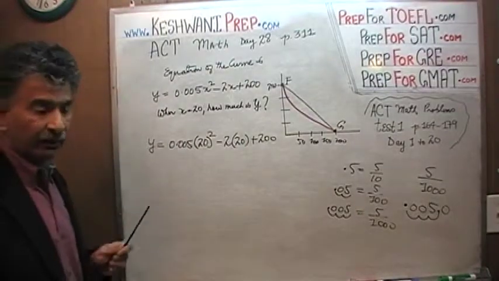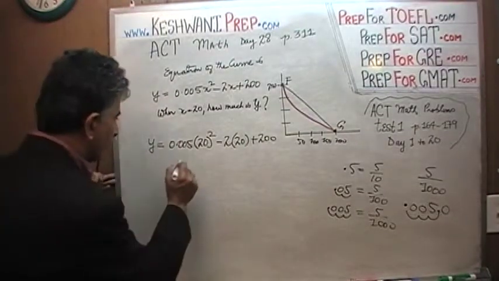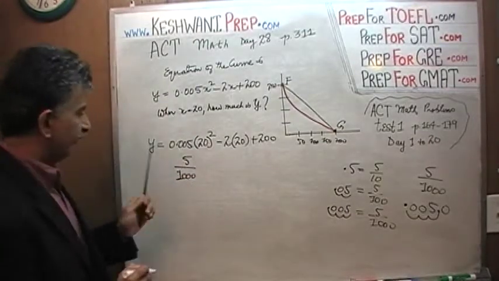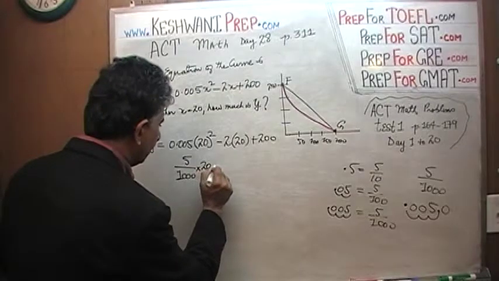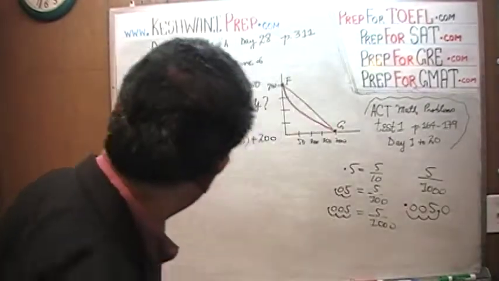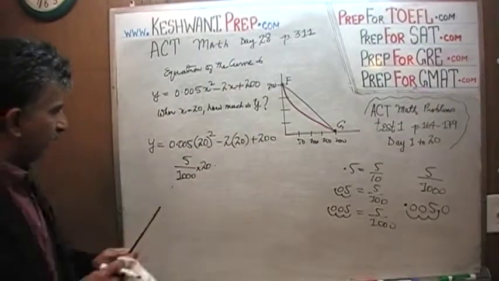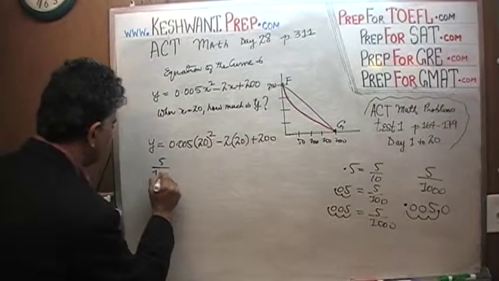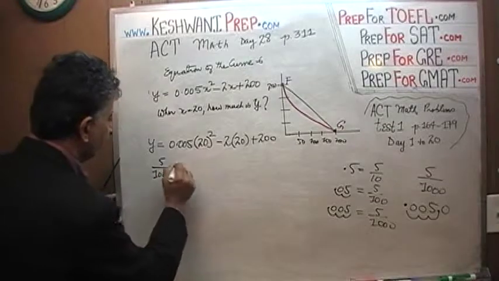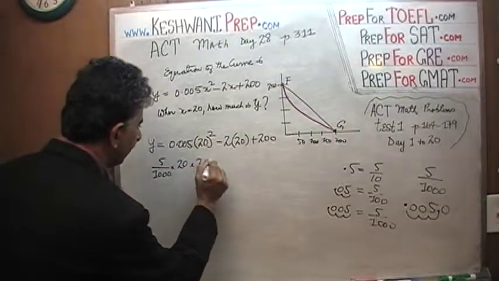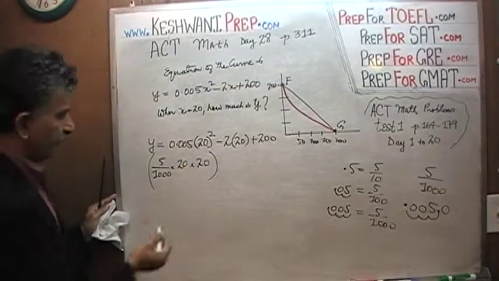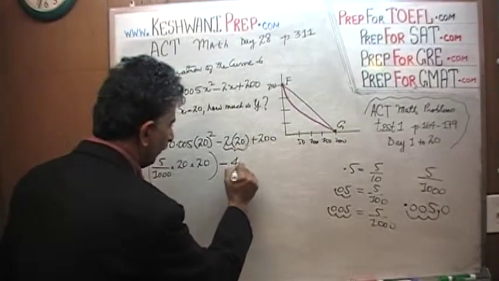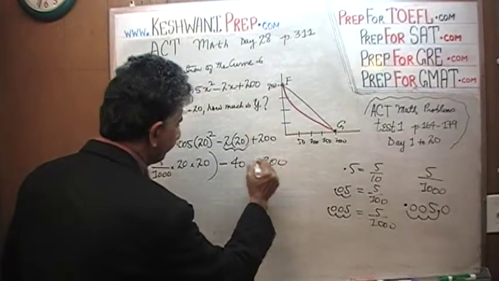Let's write this as a fraction. Let's write that as 5 over 1000. What happens? 5 over 1000. Let me start from here so that everything lines up properly. So 5 over 1000, and 20 squared is the same as 20 times 20. So that takes care of the first term here. Then we have minus 2 times 20, which is 40, plus 200.